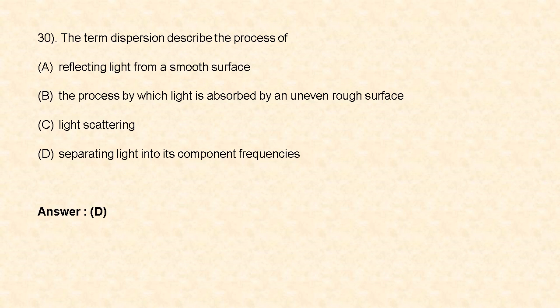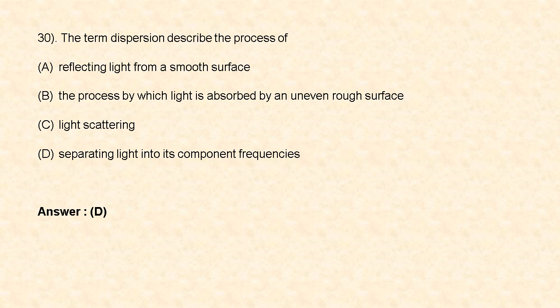Next question, the term dispersion describes the process of option A, reflecting light from a smooth surface, option B, the process by which light is absorbed by an uneven rough surface, option C, light scattering, option D, separating light into its component frequencies.